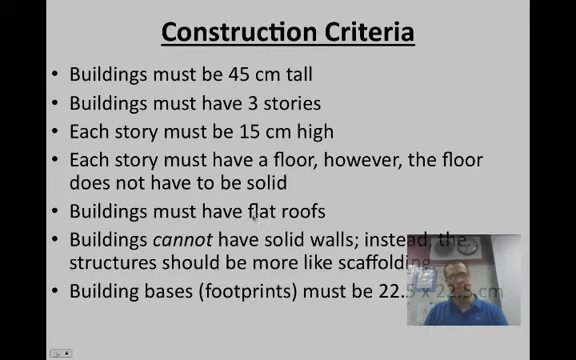A flat roof, again, at the very top, wherever that is, it has to be flat. Okay, we're not going to make it pointed. One, this saves time. You can narrow things as you go up if you choose to do that, but it still has to be flat at the top. Buildings cannot have solid walls. Instead, the structure should be more like scaffolding, as I've said. Here's an important piece. It says the footprint, or each side, can only be 22.5 centimeters. Okay, it should be exactly that, from side to side on the bottom of your tower.